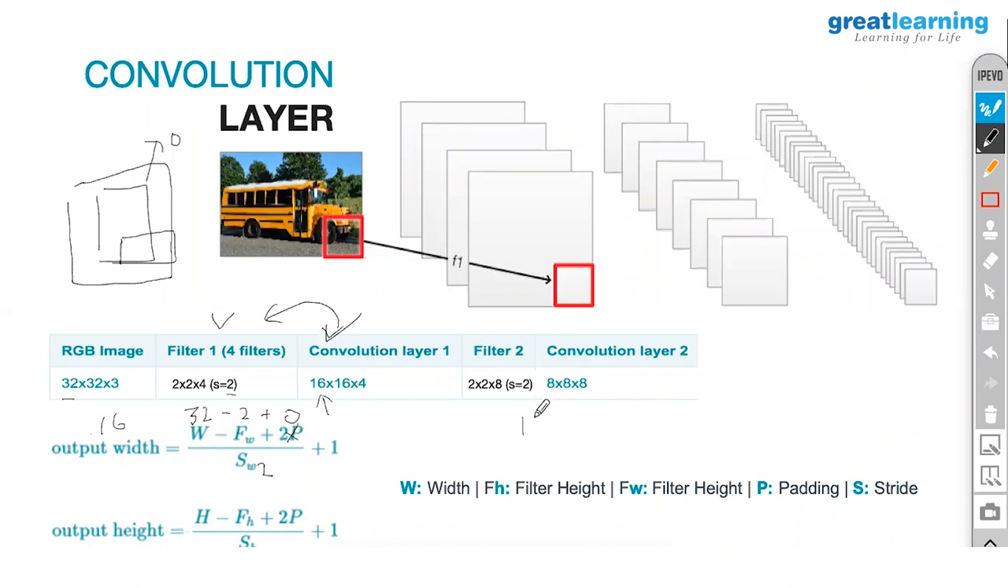So the equation will be 16 is equal to 32 minus filter width plus 2 into 0 divided by stride, I set as 2, okay, plus 1. Take everything on the other side, you will get your filter width. So it will be 16 into 2 is 32. 32 is equal to 32 minus filter width plus 1. So I will set 33.